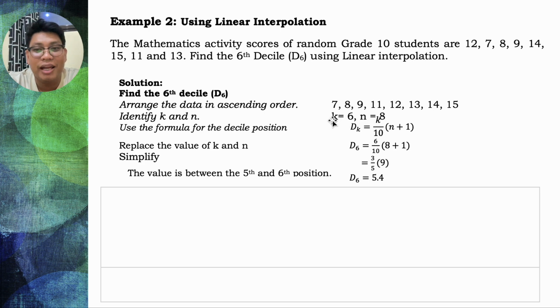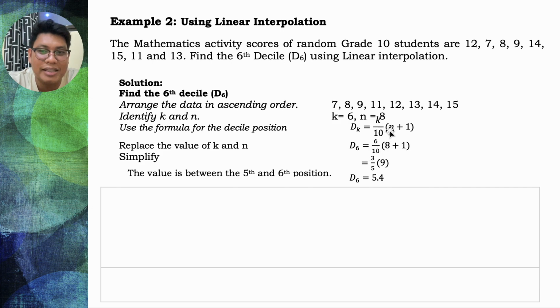K, how do we find K again? That is the decile value. So, D6 is what we are looking for, 6th decile. So, K is equal to 6. N is equal to 8. Again, the number of population is 8. So, 7, 8, 9, 11, 12, 13, 14, 15. When you count them, those data total 8. So, N is equal to 8. And then, we plot them or we substitute them to the formula. D sub K is equal to K over 10 multiplied by N plus 1. What happened? D sub K is now just D6. D6 equals, the value of K is 6. We put it in the numerator.